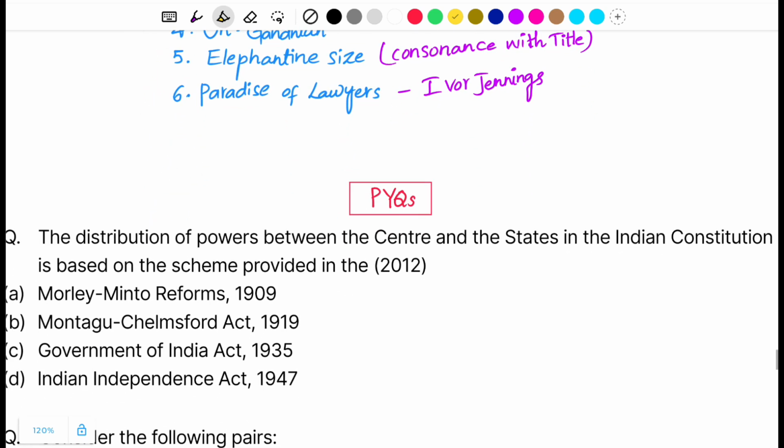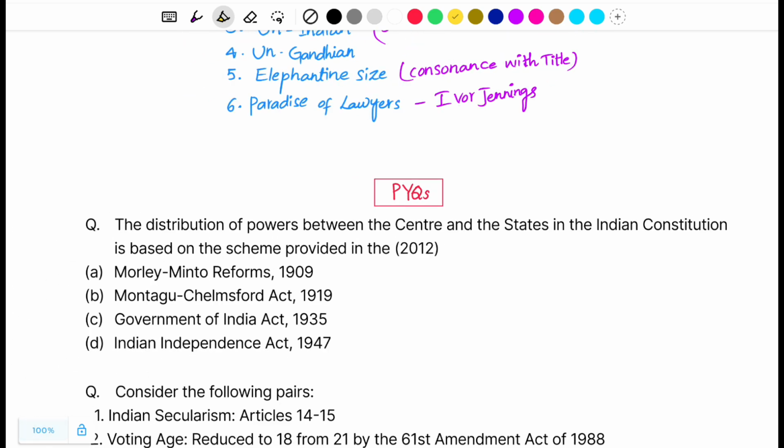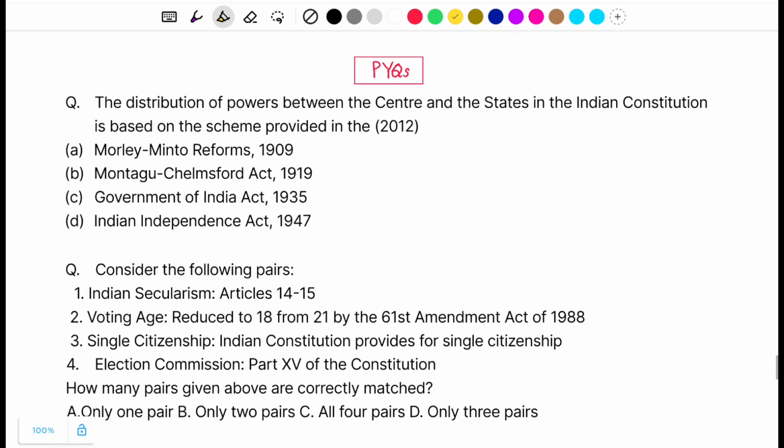Now let us look into the PYQs, my dear friends. I will read out this question first, later we will solve it. First I will read out the question, then we will solve it, right? Okay, let's choose a color, right?